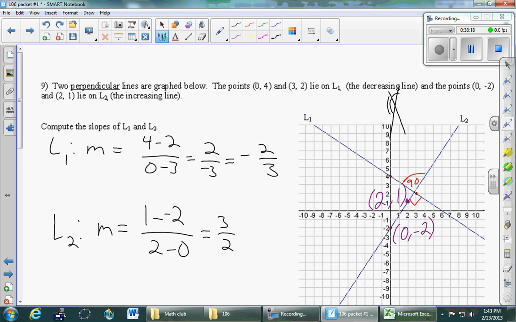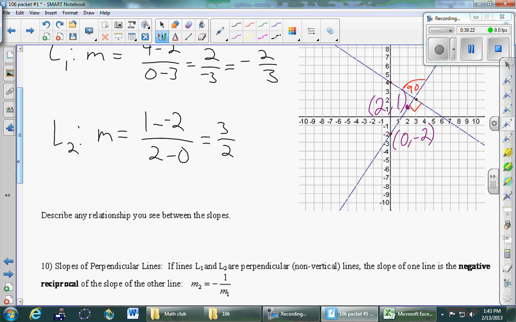Okay. All right. So putting this all together, the relationships that we saw, one positive, one negative, and the fractions were reciprocals or inverses or flipped over, right? 3/2, 2/3. Okay, so at number 10, we capture that generally speaking. So let's go to Dan here in the front. Number 10, please.